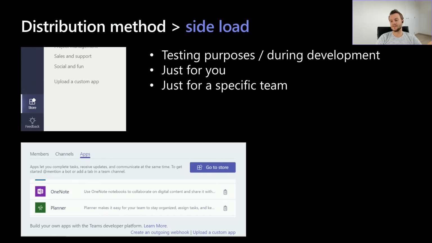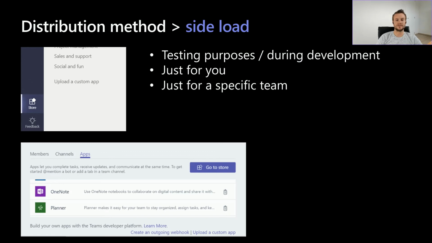In some cases, this also is used in production. Sideloading in production is okay-ish when this application is just for you. Basically, you build your own custom Teams application, but you don't want to share this functionality with your teammates or the rest of your company. So you just want to upload it for you in your personal scope. So that's a possibility. Or when it's just for one specific team.